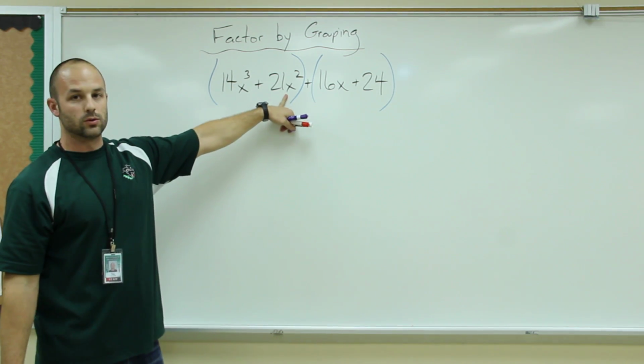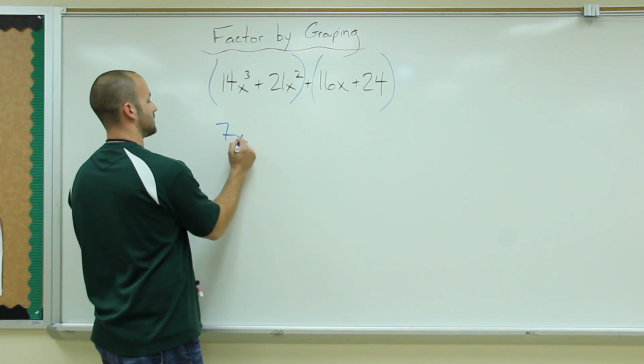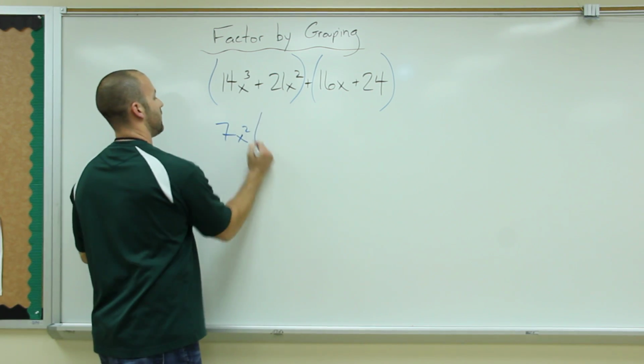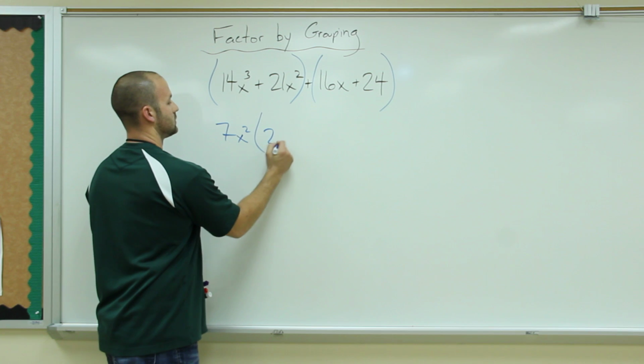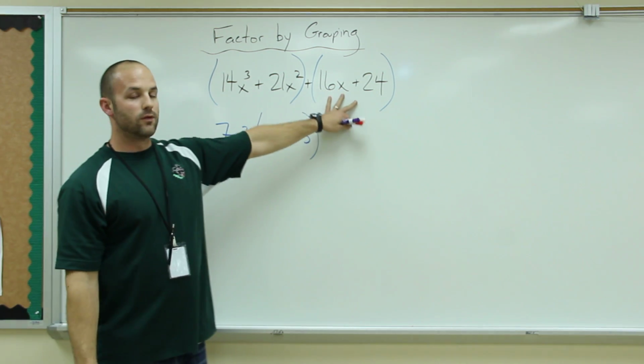When it comes to the variables, x to the third and x to the second, they both share x to the second. I can only pull out as many as the smallest variable. When I divide out x to the second, I'm left with 2x plus 3. Now I move on to my second group.